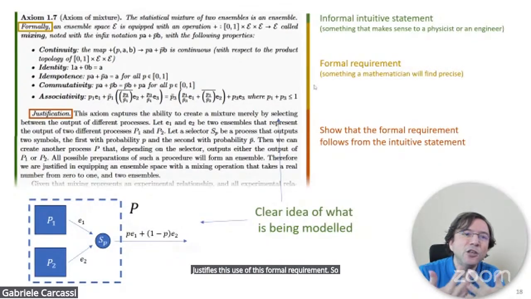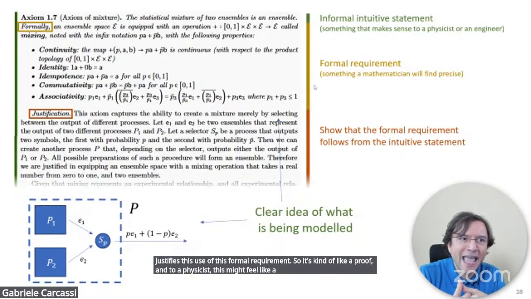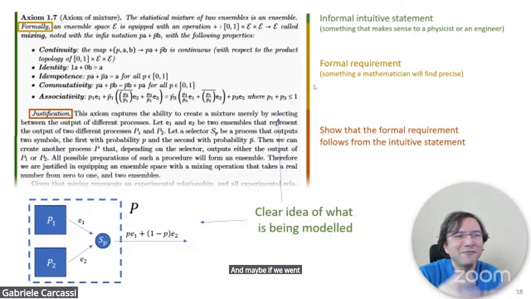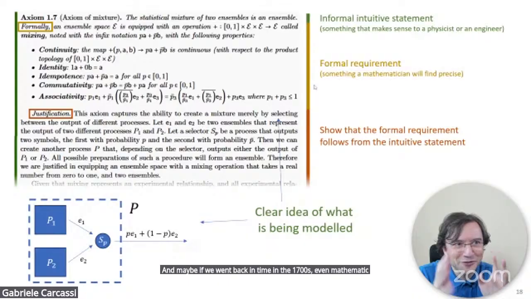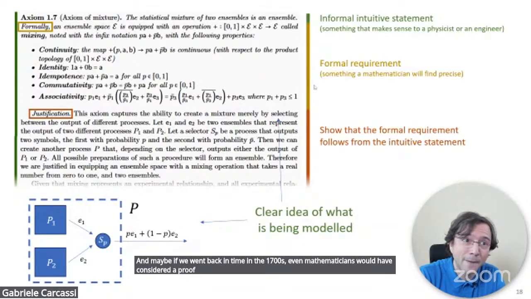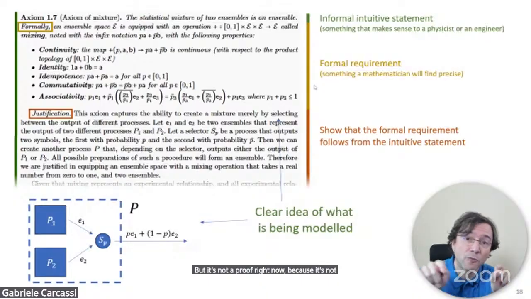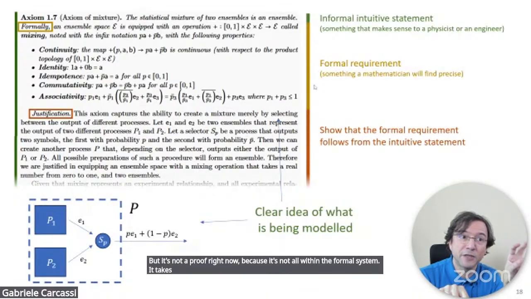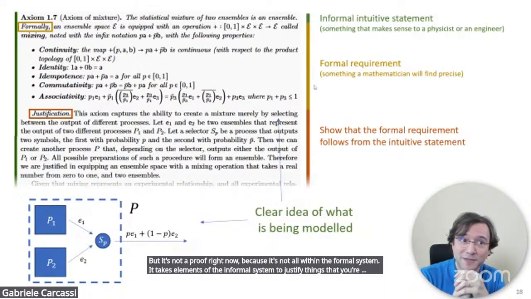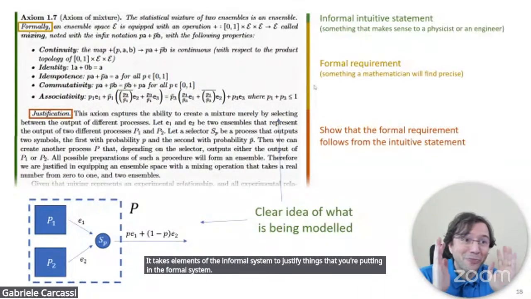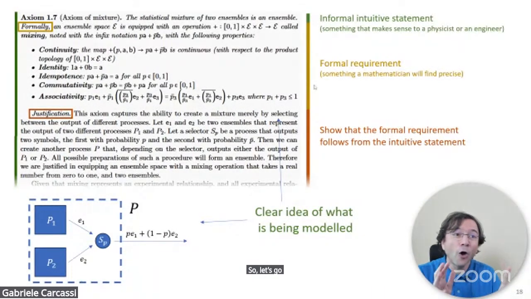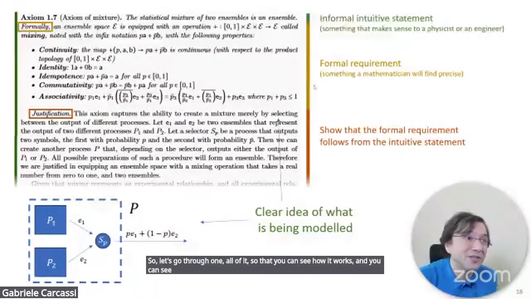So it's kind of like a proof, and to a physicist, this might feel like a proof. And maybe if we went back in time to the 1700s, even mathematicians would have considered it a proof back then. But it's not a proof right now, because it's not all within the formal system. It takes elements of the informal system to justify things that you're putting in the formal system. So let's go through all of it, so that you can see how it works, and you can see the level of precision that you can get.